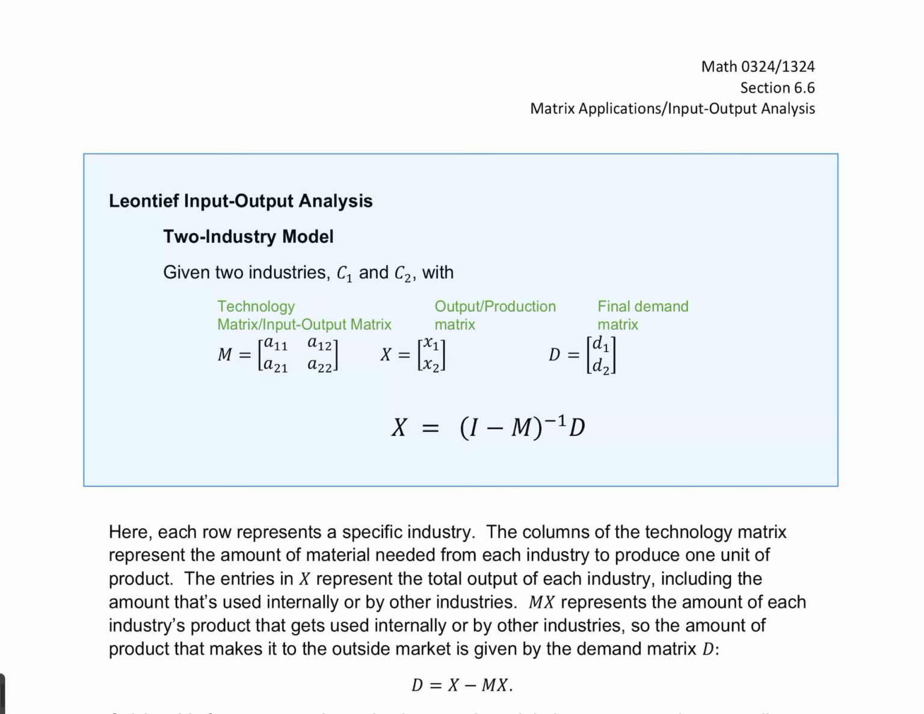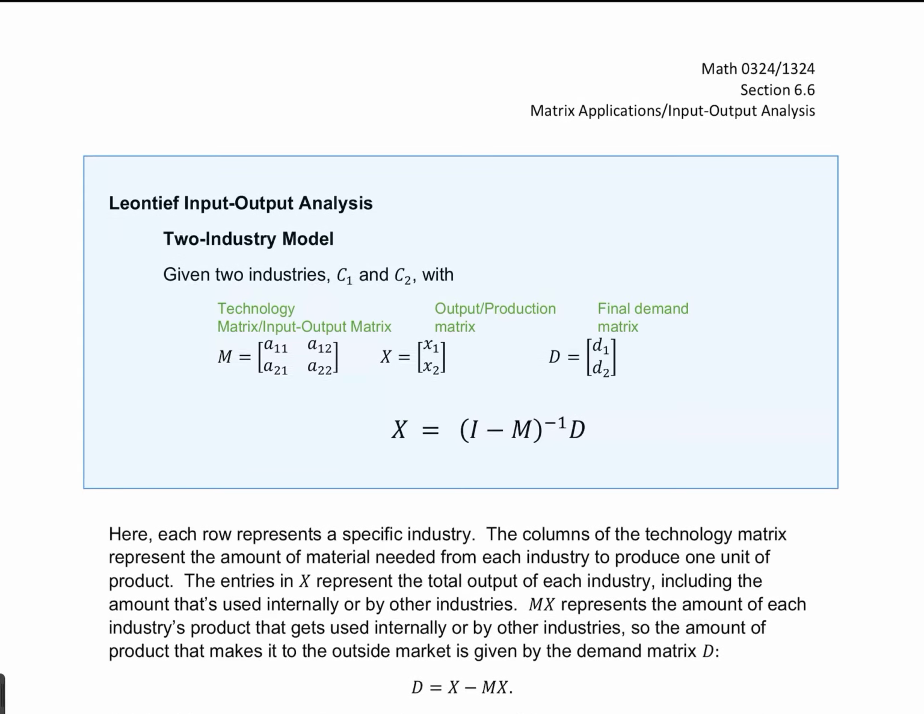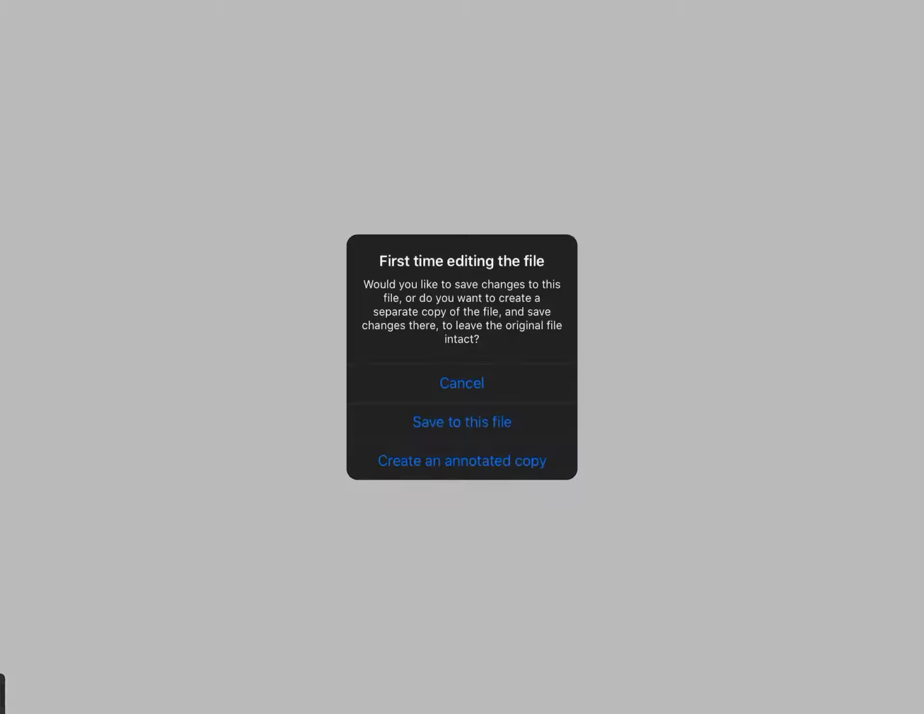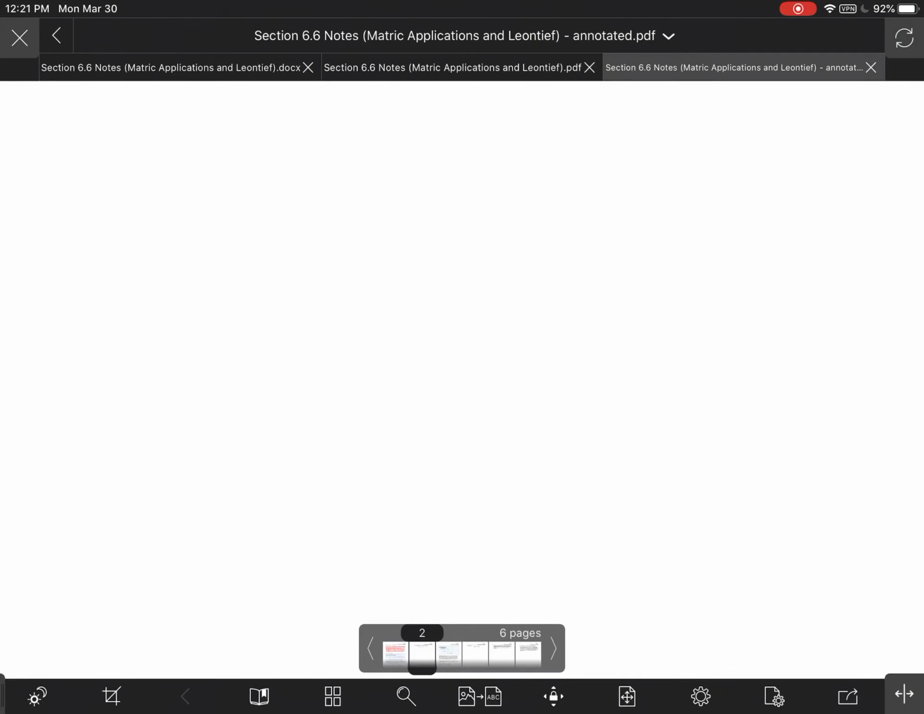That means that the only application that I really want to talk about in this section is called Leontief input-output analysis. Before we get into the details and the matrices, let me scroll back up to this page and maybe make up a small example. I'll give you a one-dimensional example.